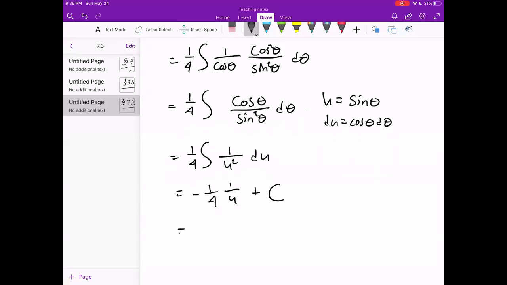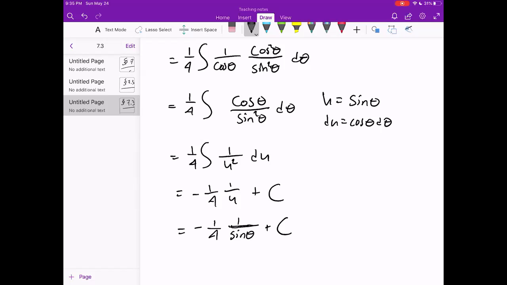And now I'm going to plug back in for u. U is sine theta. Making sure that it's what I have with my work right now. Yep. Plus a constant.